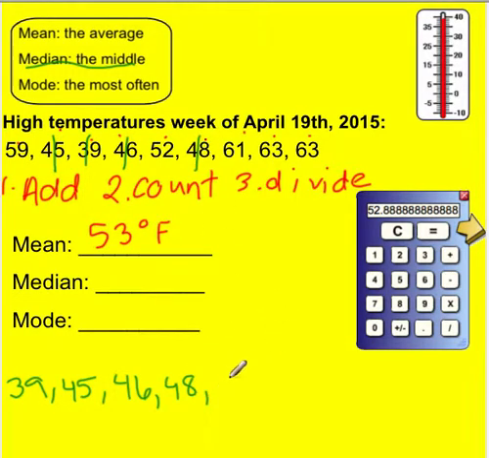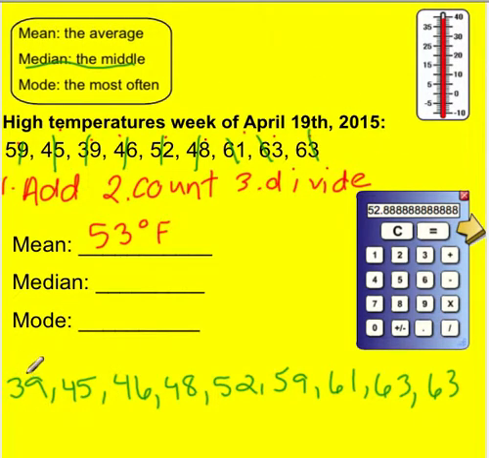We have 52. 59, 61, and then 2 63s. All right. So median means the middle. So here we go. We're going to slash them off, one from each side, until we come to the middle.